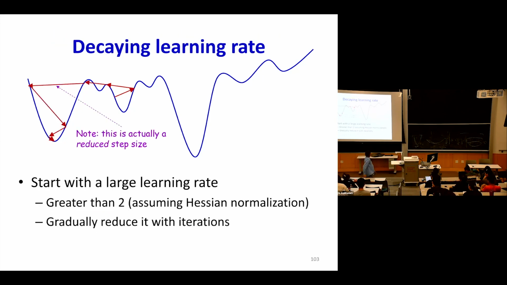And so our requirement is that we want to start with a large learning rate, greater than 2 if I'm Hessian normalizing, otherwise 2 times the inverse of the smallest eigenvalue of the Hessian, and then gradually reduce it with iterations. Now if you're doing your homework, this is basically what you're doing. Your learning rate is decreasing with iterations because it actually allows you to step out of local minima and get to a global or something which is a better minimum, right?